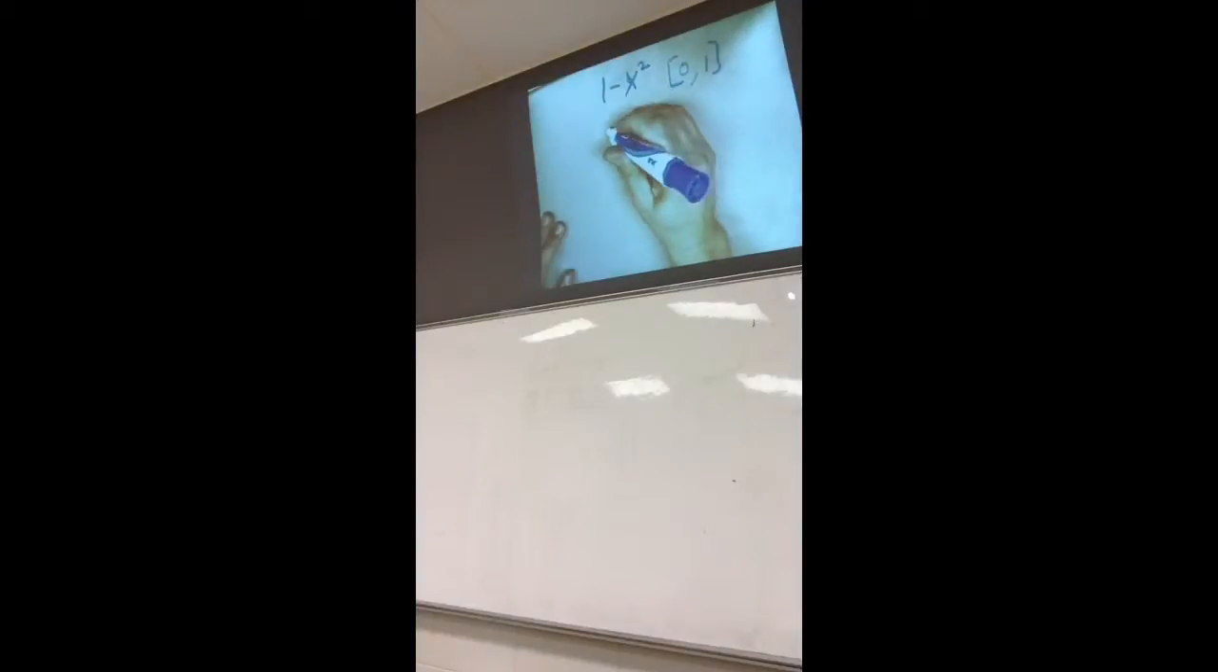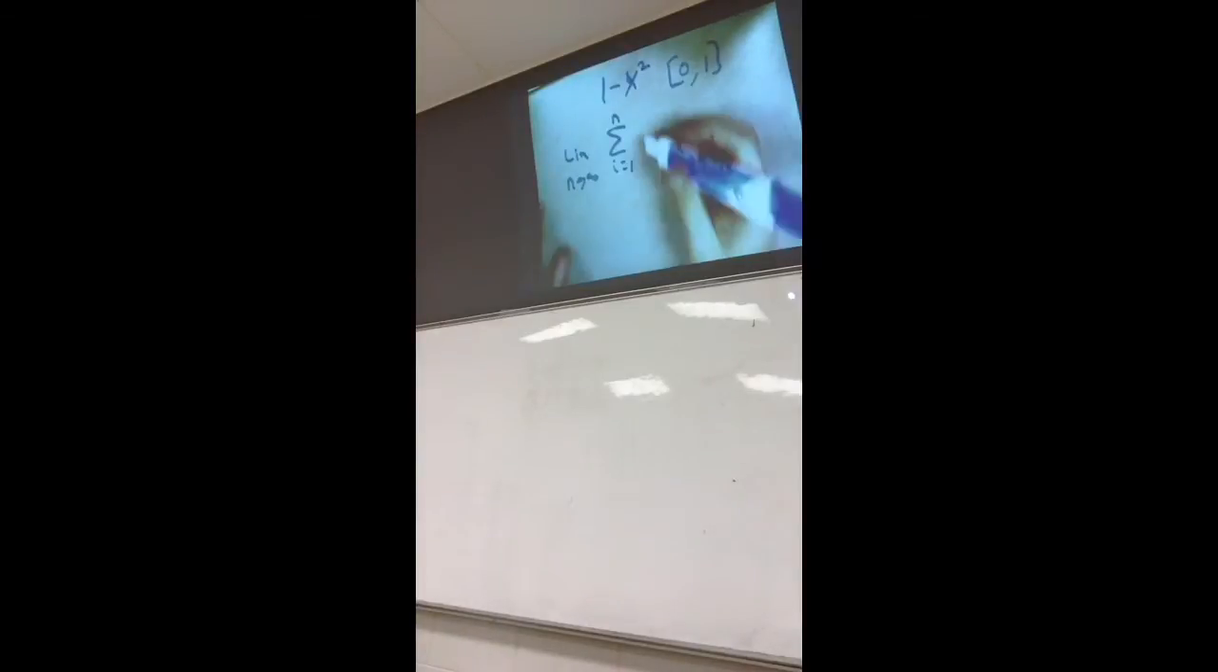So I'm going to say the sum from i equals 1 to n of, and this is going to be the limit as n approaches infinity, because we love limits. Now, if we have n partitions, what would be the width of each partition? 1 over n. Because it would be (b minus a) over n. So I'm going to have 1 over n.